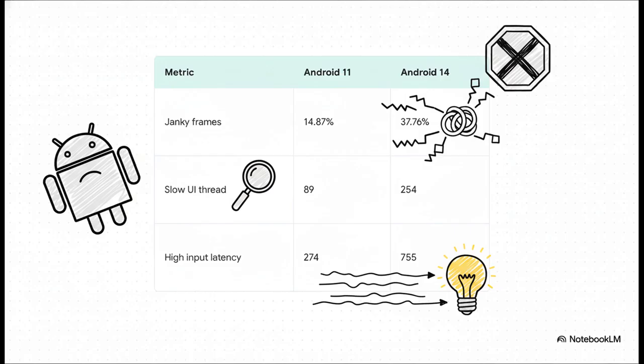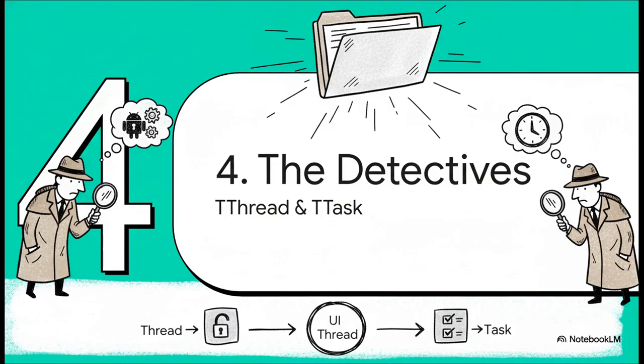The really crucial thing to get here is that as Android evolves, performance is actually getting worse for apps that aren't optimized. The need to solve this crime is more urgent than ever before. All right, enough about the problem. Let's start talking about the solution.